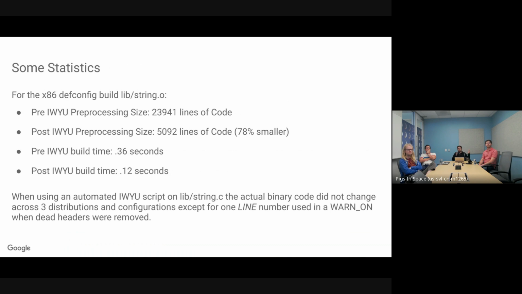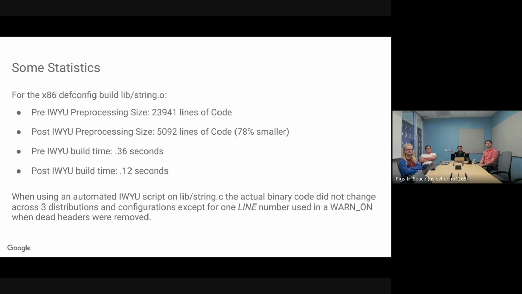So once we have everything done, what are the statistics? What did we achieve? For the x86 defconfig build of libstring.o, we used to have a pre-processing size of 24,000 lines of code. And this was before we used include what you use.